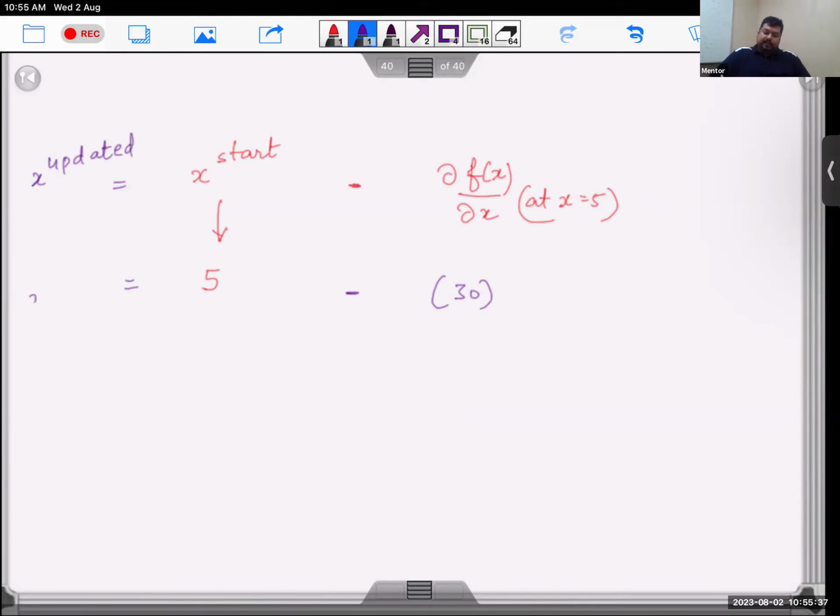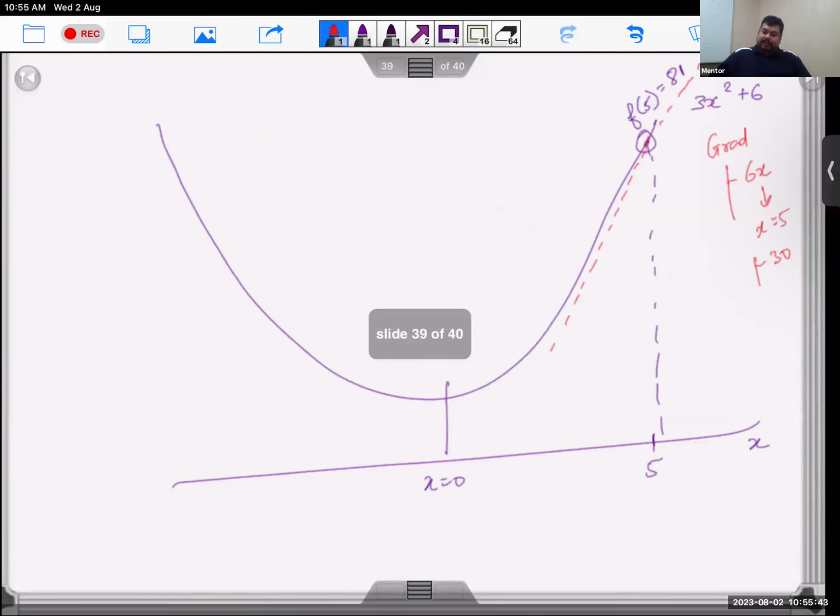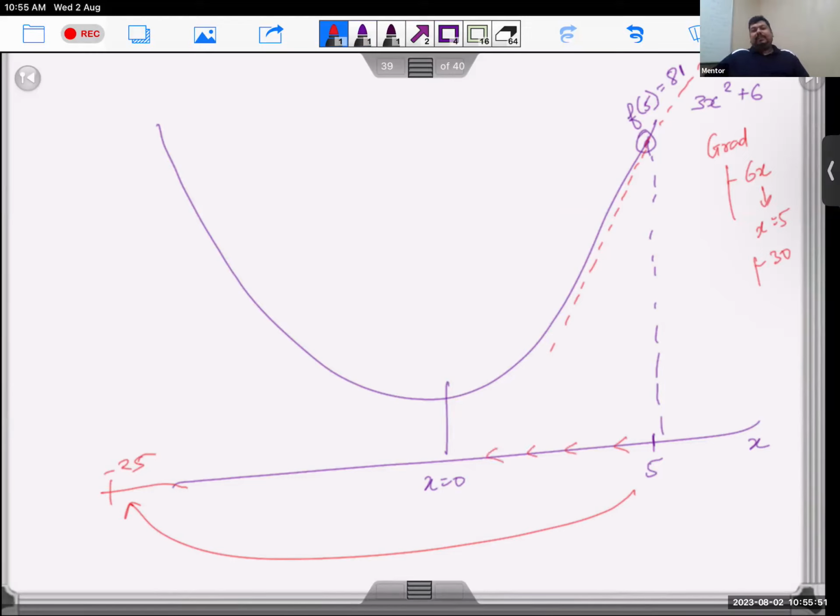Minus 25. Did you move in the correct direction or not? Look at this. You were here, you jumped to minus 25, but did you move in the correct direction or not? Yes or no? The opposite direction. So we have moved in the opposite direction of the gradient, but did we move in the correct direction or not? That's the question. Did we move towards the minimum or not? Yes, we did, right? Keep this in mind. That's the only focus right now.